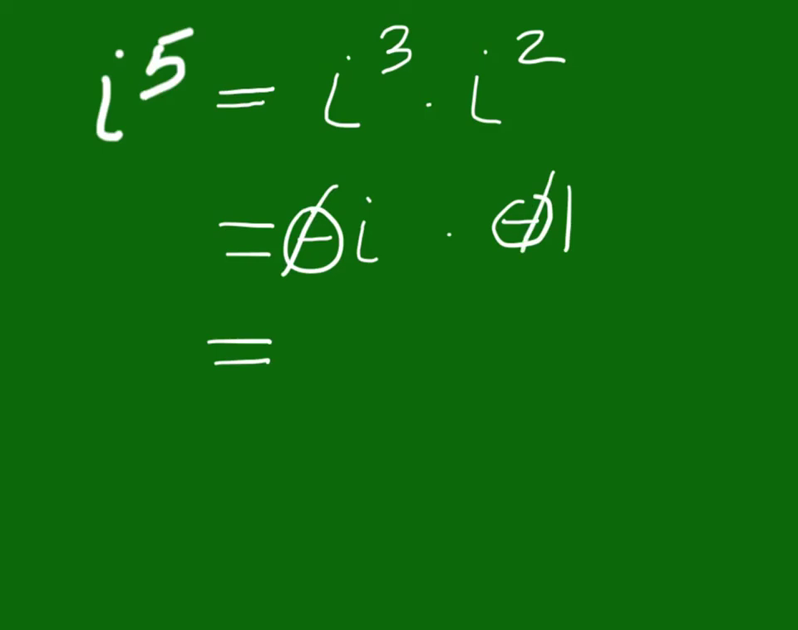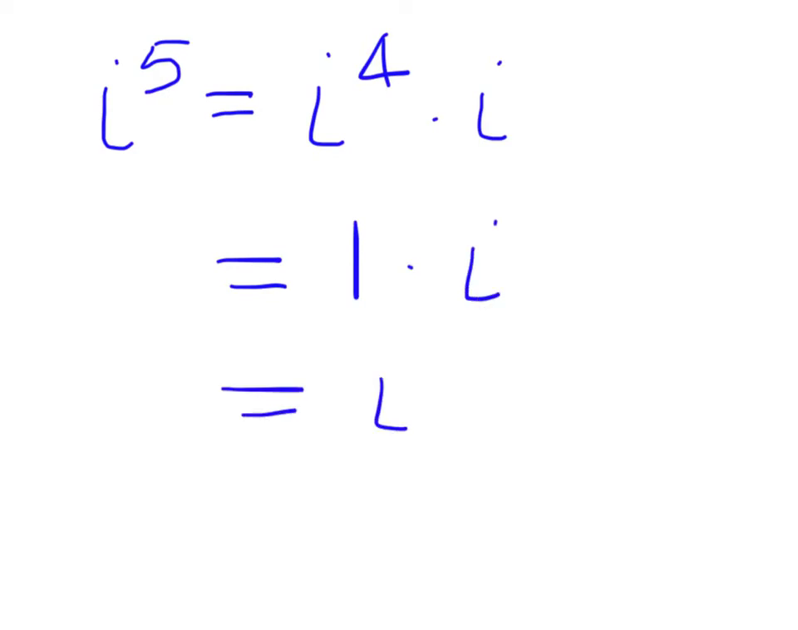So they cancel out. But what's I times 1? Just I. Anything times 1 is itself, so I times 1 is I. Here's another way you could have broken up the same problem. I to the 5th could have been I to the 4th times I. What's I to the 4th from what we did before? 1. So 1 times I is I.